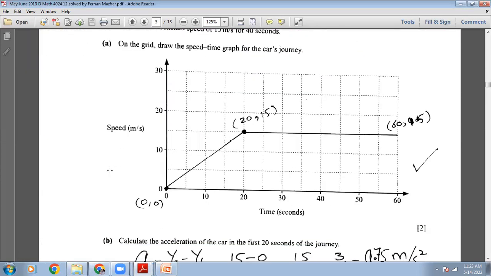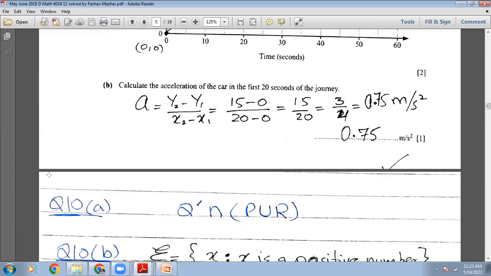Here comes my solution. You can see we put a dot on 0,0 because the journey started, the car was at rest. At 20,15, in 20 seconds, the car gained the speed of 15 meters per second. At 60,15, put a dot and join 0,0 with 20,15, and then draw this horizontal line. It's a 2-mark question. Hopefully you understand.